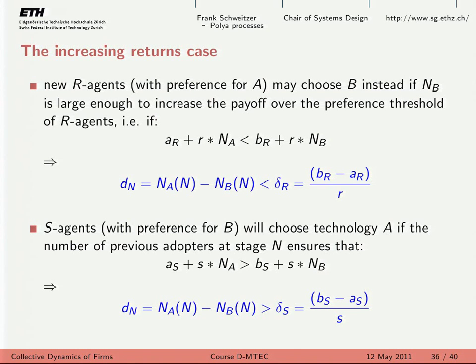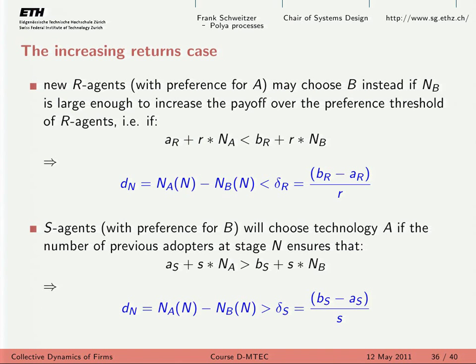But because more people have chosen the Samsung product, this utility is larger than this utility. Then you can calculate a difference here, NA minus NB. And if this difference is below a certain threshold, which we call delta R, then the R agent, the one who prefers the Apple product, will choose the Samsung product, even though he has a natural preference for the Apple product.